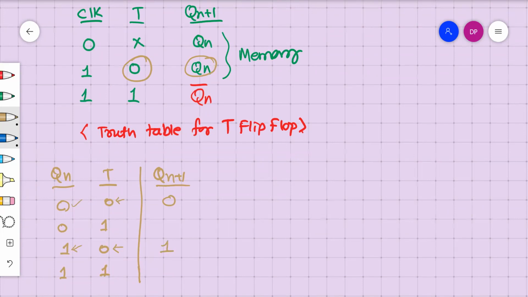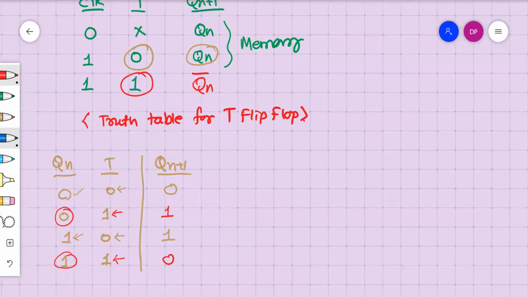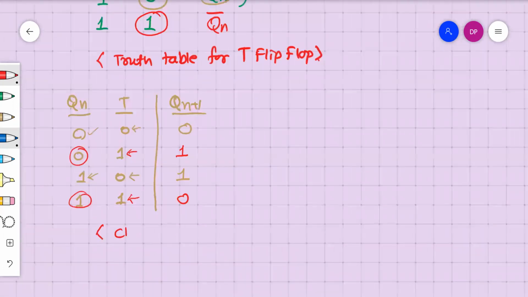Now when t is 1, the next state is the complement of the previous state. So here t is 1. The next state is the complement of the previous state. Previous state is 0, you get a 1 here. Previous state is 1, you get a 0. So this is nothing but your characteristic table of the flip flop.